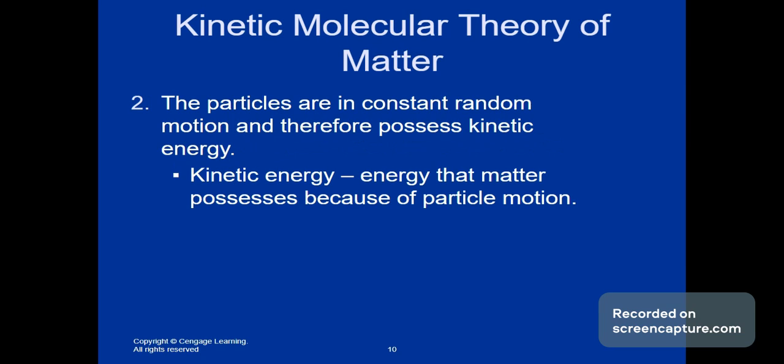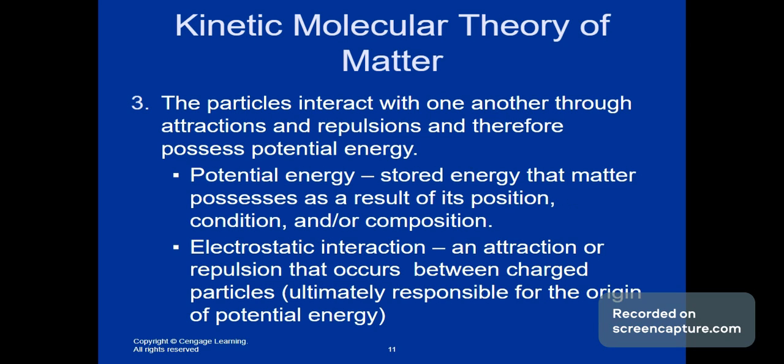The second one is that these particles are in constant random motion, so they possess kinetic energy. Kinetic energy, if you remember from last year, is the energy that matter possesses because of its motion. A runner in the Olympics, on the track field, has kinetic energy because they're running. And also, number three is that the particles interact with one another through attraction and repulsion. So you have particles that are attracted to one another, depending on how the electrons on the outside spin. So you have attraction and repulsion going on, pushing and pulling, if you will.